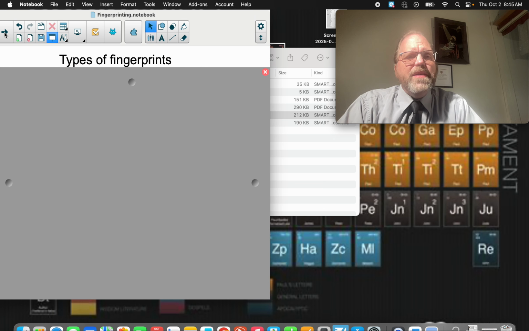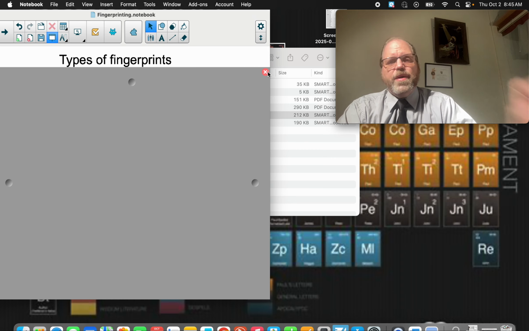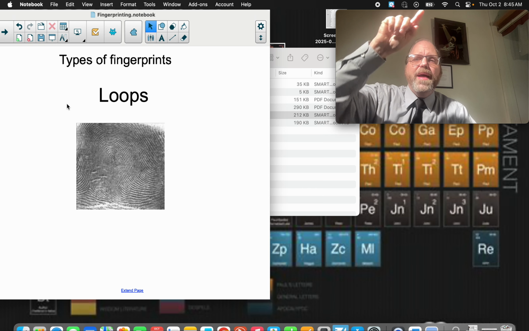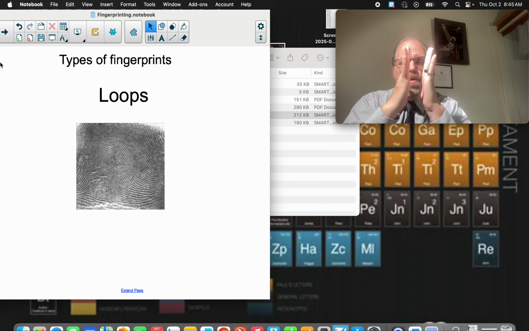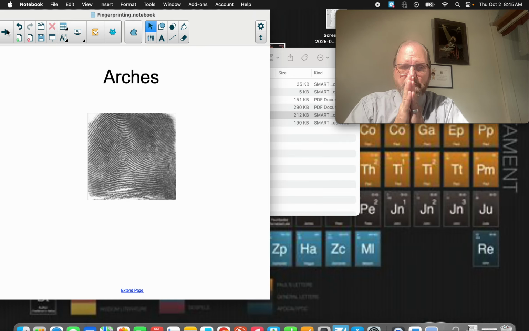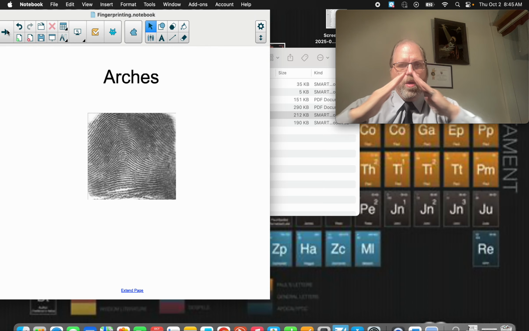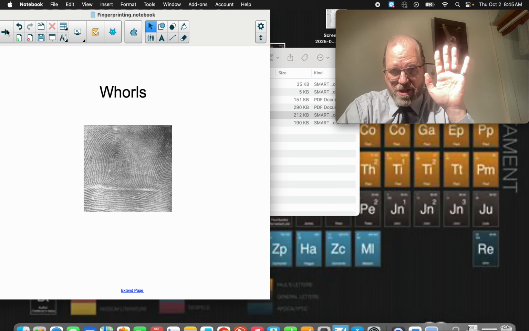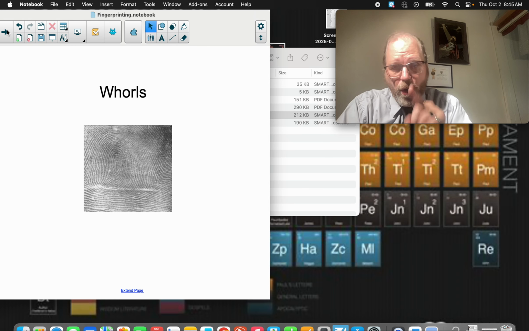All right, now, types of prints. There are three types of prints. The first type are called loops. They come up and they come back down, so they're really tight together. The second type are arches. They're like loops, but they're spread out more, so the pattern follows more of an arch shape. And lastly, we have what are called whorls. They look like little circles. Now, I know you're going to look at your fingerprints and try to figure out what you have. We're going to do a lab where you're going to actually be able to see it more specifically.